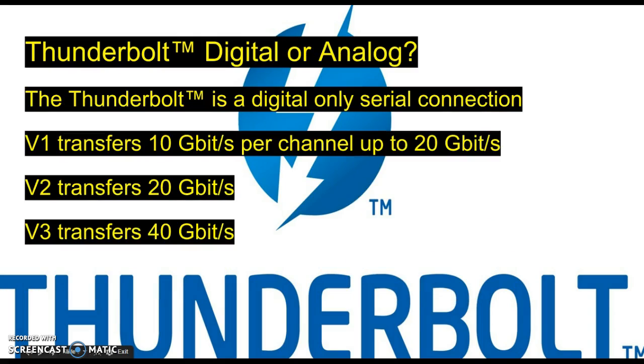The Thunderbolt is a digital connection. And the speed on this digital connection, the first version did up to 20 gigabits a second, but could only handle 10 gigabits per channel. They upgraded that to version 2, and that made it so they just did 20 gigabits a second per channel. Didn't matter. The version 3 doubled that, so it now does 40 gigabits per second, which is pretty fast.